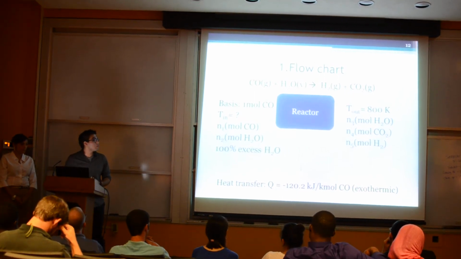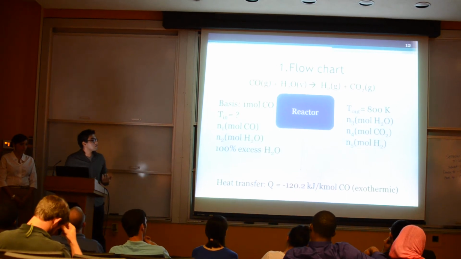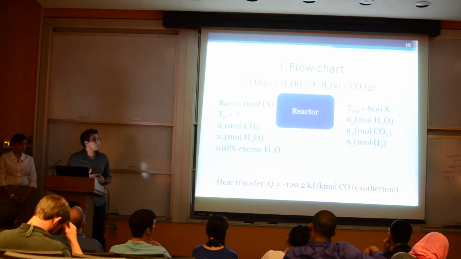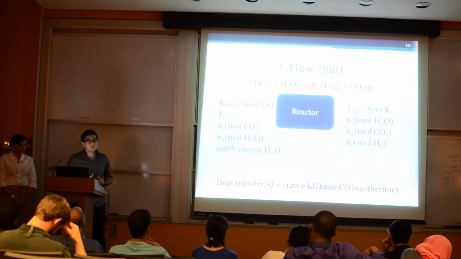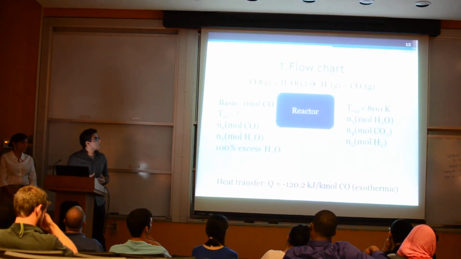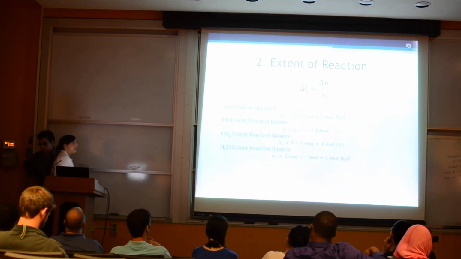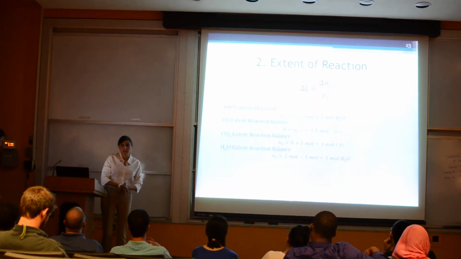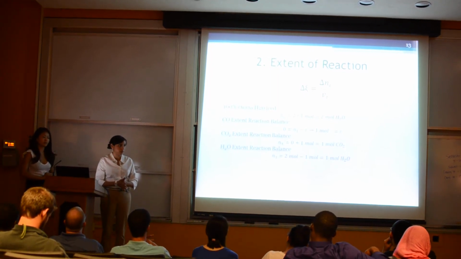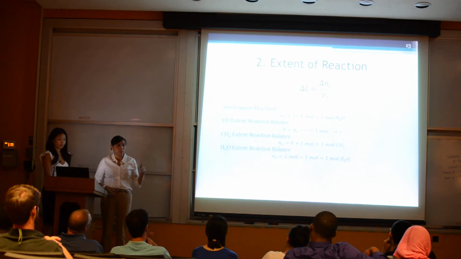So our first step, like in any problem, is to draw a flow chart. In this case, it's just what is given in our problem statement. We chose a basis of 1 mole of carbon monoxide and went from there. Then we did the material balances using the extent of reaction approach, and we calculated through our basic calculations to get the number of moles.